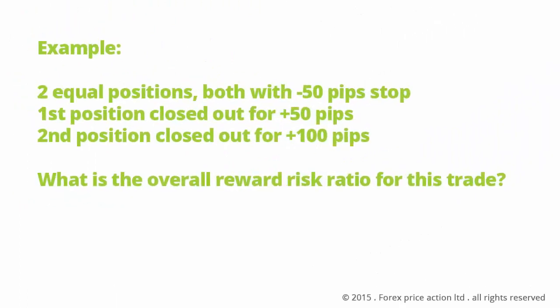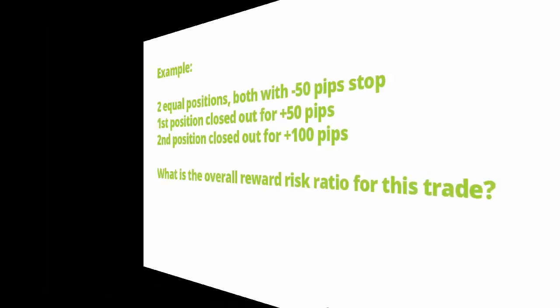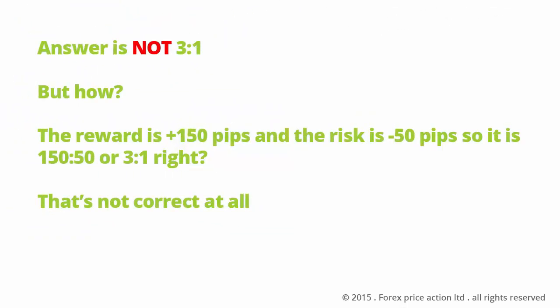Suppose you entered the trade with two equal positions and your stop loss was minus 50 pips. You close out the first position for plus 50 pips and later close out the other position for plus 100 pips. The question is, what is the overall risk-reward ratio that you have achieved for the trade? If you've answered 3 to 1 reward-risk ratio, then unfortunately you are wrong.